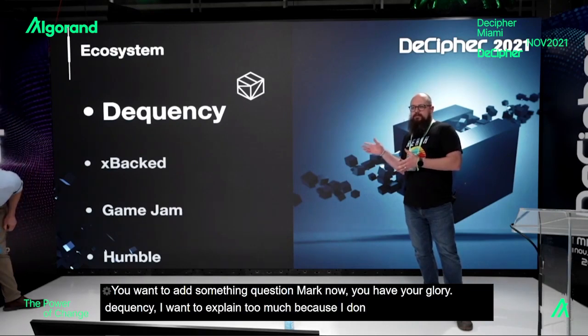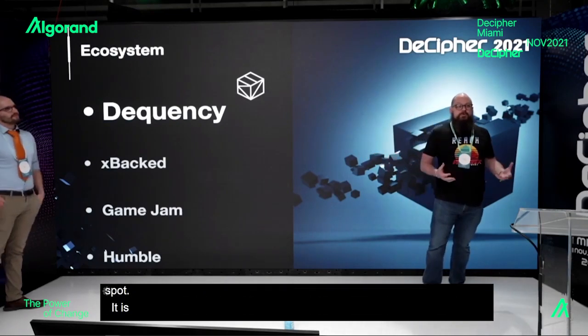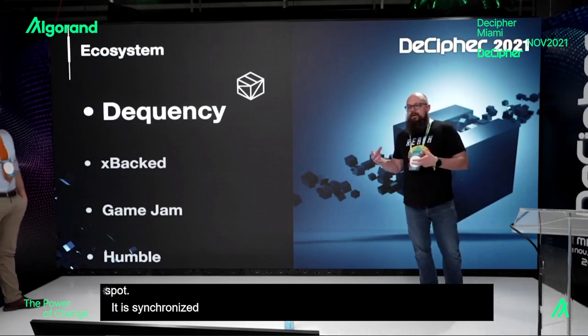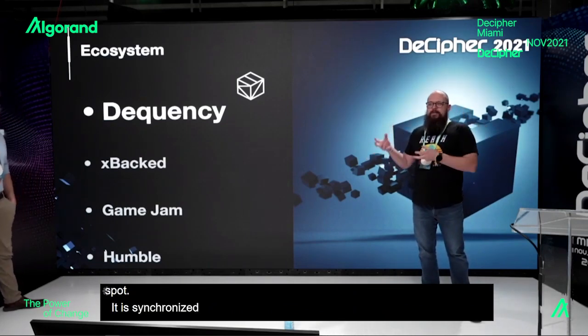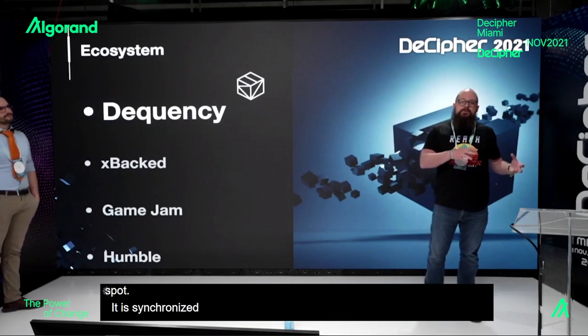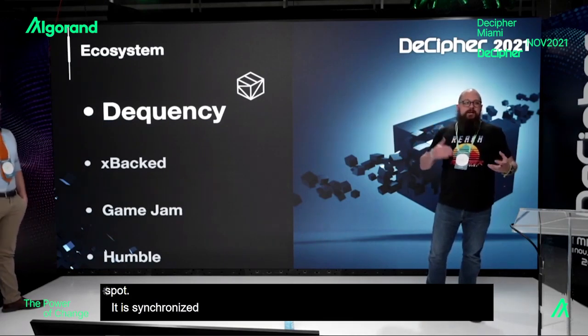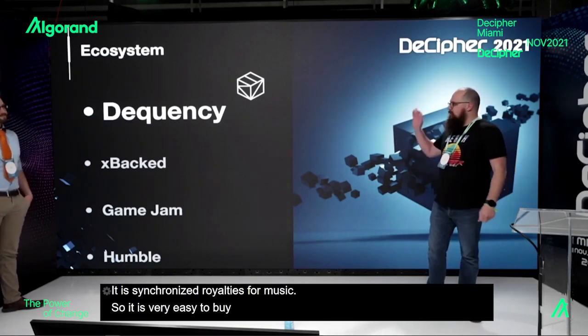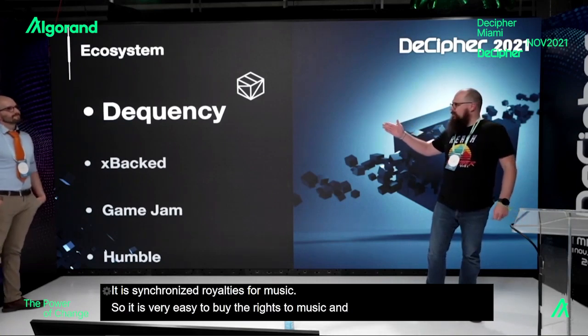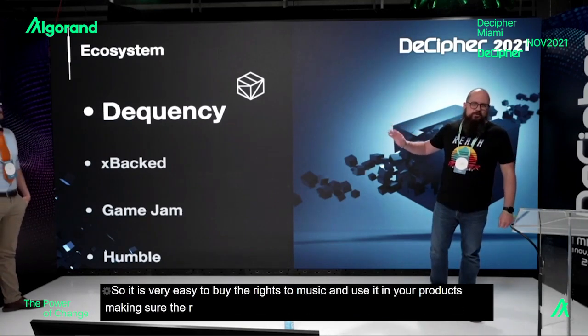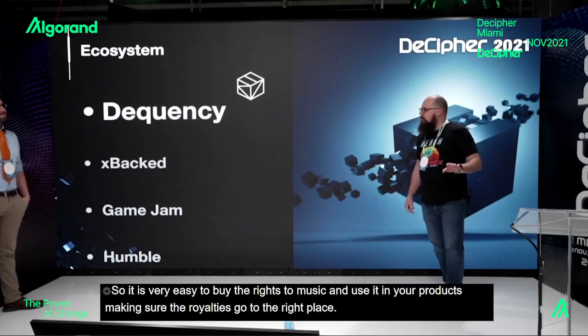Synchronized, right? Synchronized royalties for music, making it so that it's very easy to buy the rights to music and use it in your product, and make sure that the royalties go to the right place. So Keatley, you can talk to Keatley about anything. He's great to talk to, but talking about music, he has tons of experience there.